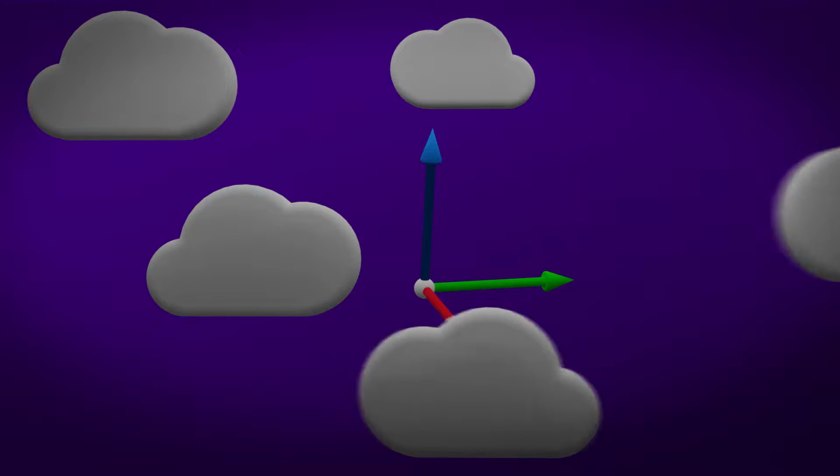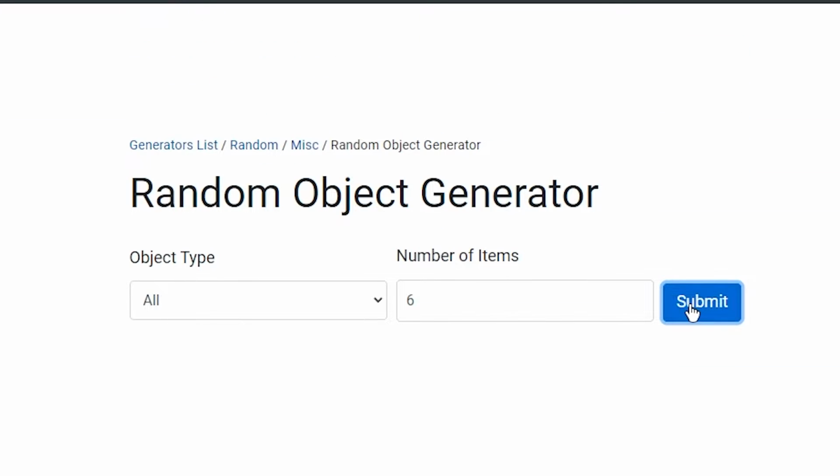So I generated a random object on a website, and I made it in 3D. Here is how. First step, click on the button.